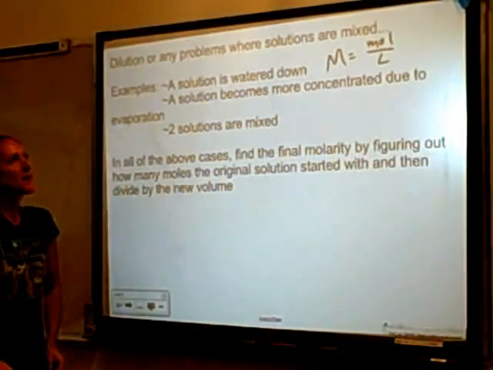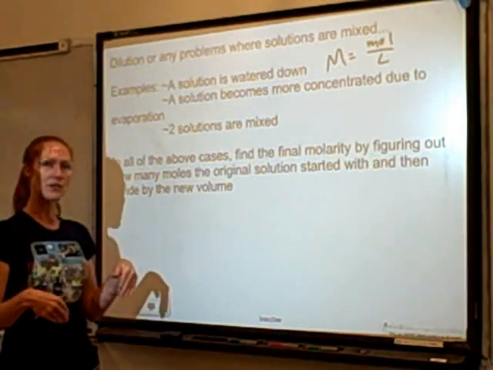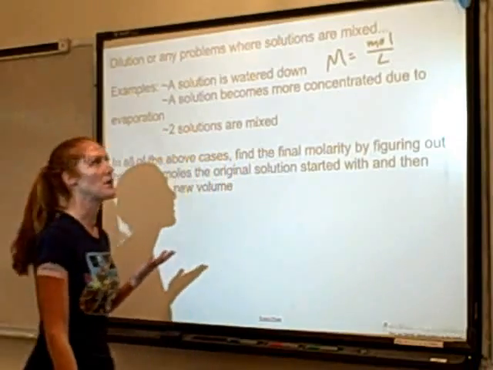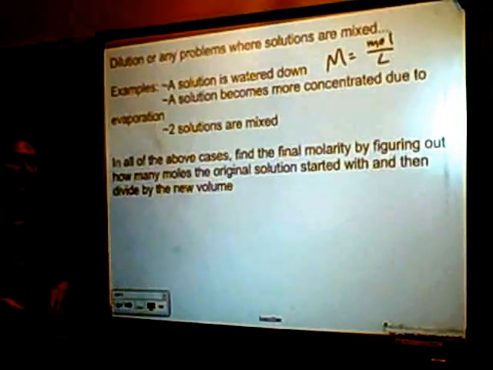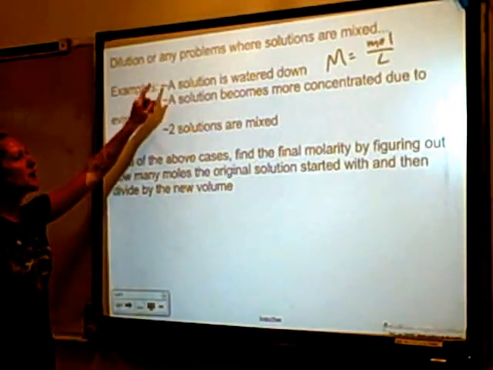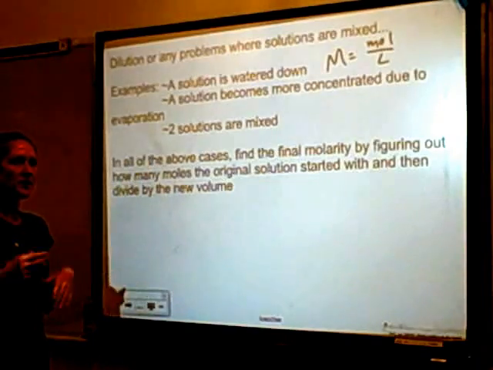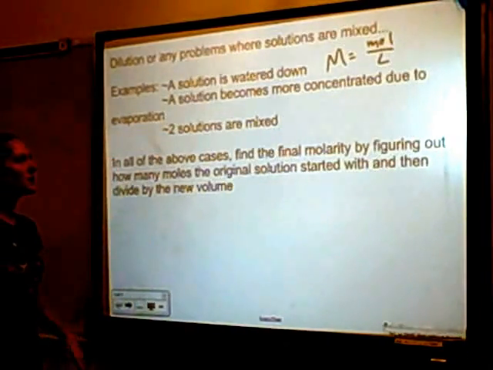If you dilute something, you're adding more water. So now you have the same number of moles, more liters, you're dividing by a larger number down here. So the molarity becomes smaller. This section is going to look at problems where the molarity is changing. Either you're adding water to a solution, or you're letting a solution sit out for a long time. The ionic compounds will stay there, the water will evaporate, so the solution becomes more concentrated.